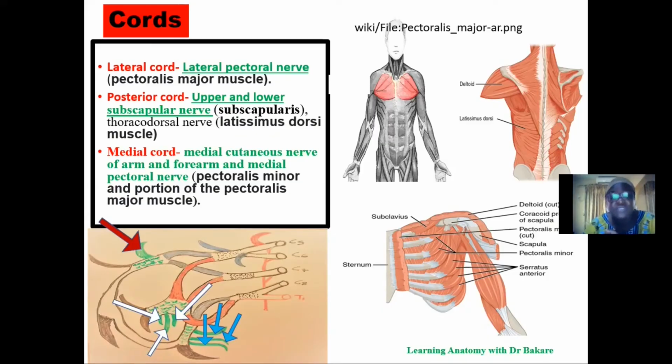So this is how we have the branches seen within the different regions of the brachial plexus, ranging from the root to the trunk, then to the cord. So those are the branches that we have highlighted.